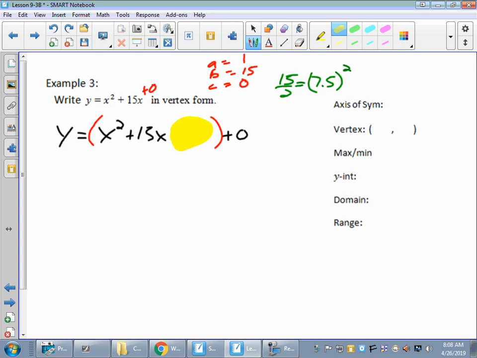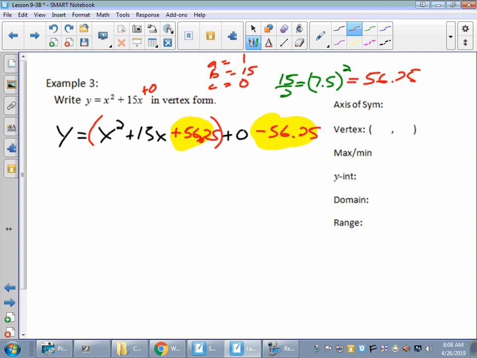We're going to add it here, and we're going to subtract it out here. So 7.5 squared we know equals 56.25. So I'm taking that and I'm going to add it in here. And I'm going to subtract it out here. Okay?